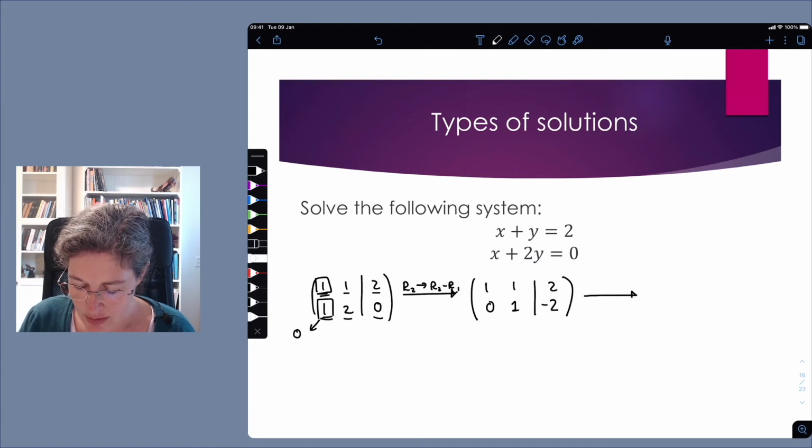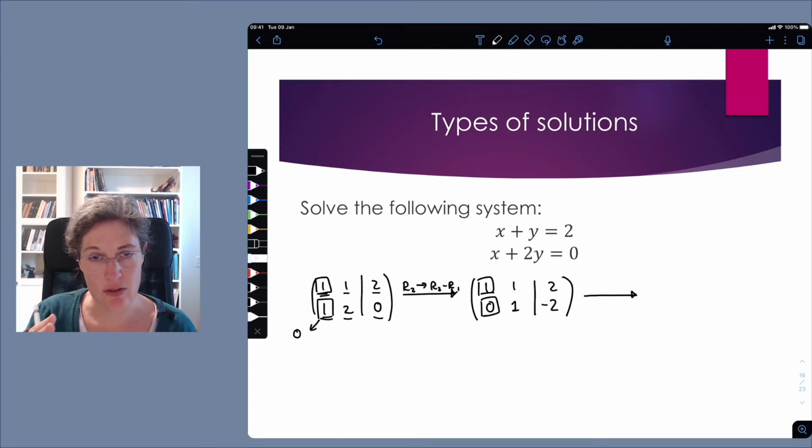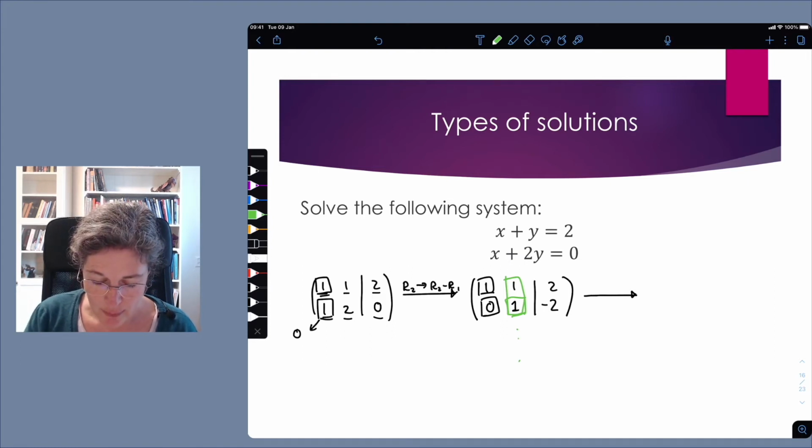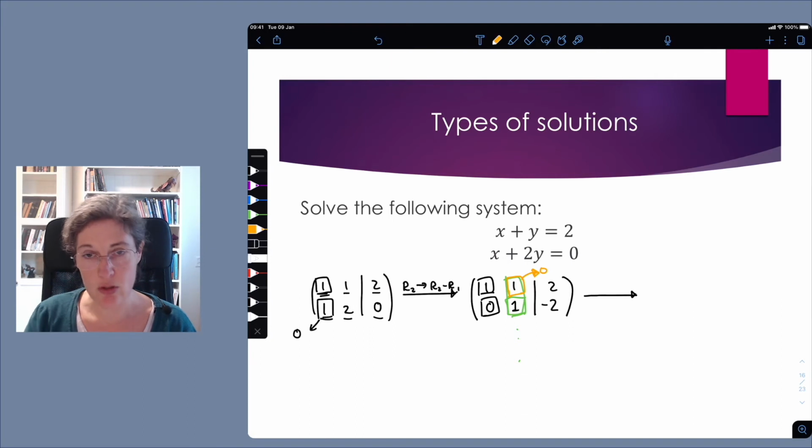Now let's think about what we need. We've got our 1 in the top left, and we've got zeros below it. The rule says now move on to your second column, second row, and turn that into a 1. But that's already a 1, so we don't have to do anything. If we had more entries down here, we'd turn those into zeros, but we don't. The only thing we have left to do is to convert this one over here into a 0. We can do that by subtracting row 2 from row 1.